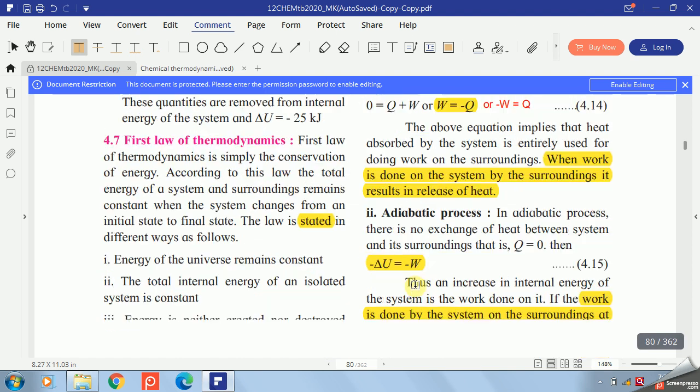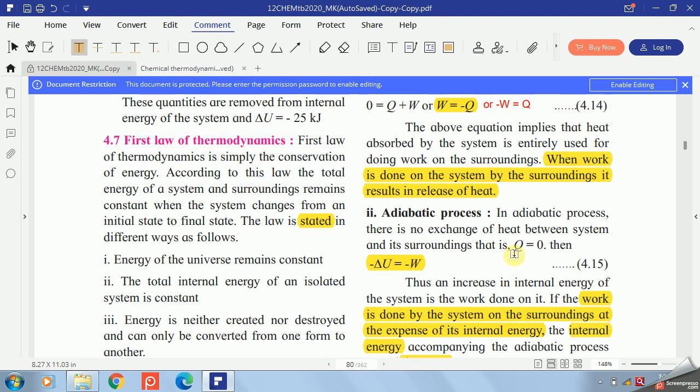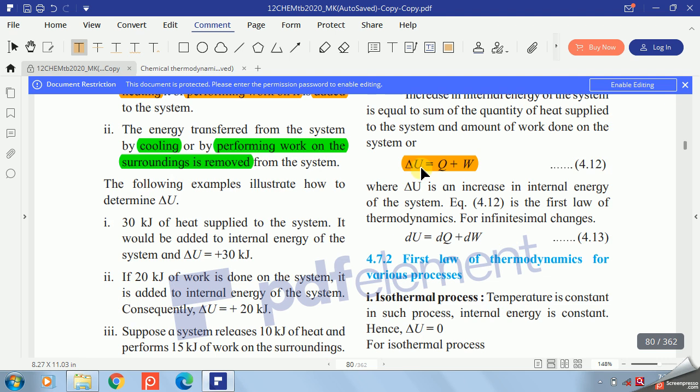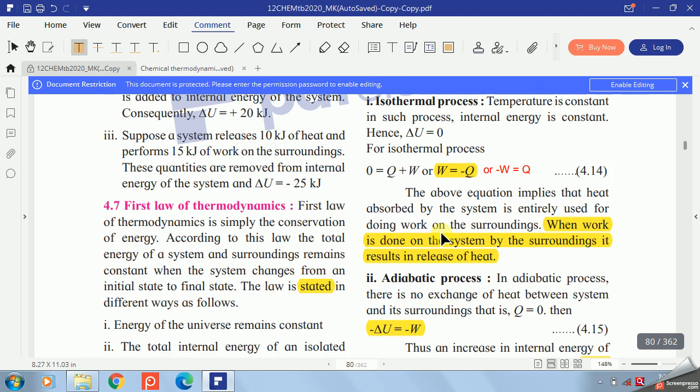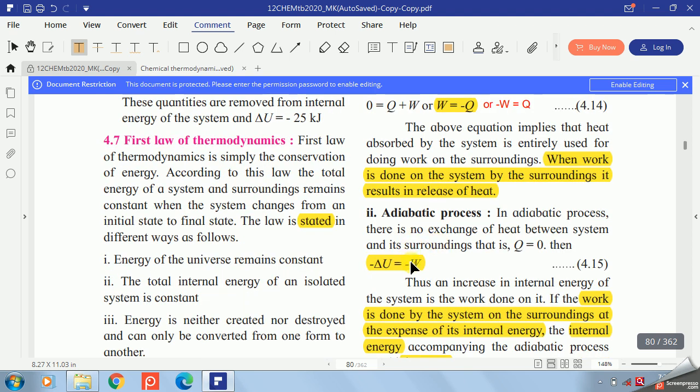Then in case of the next process, that is the adiabatic process, there is no exchange of heat between system and surrounding, so Q is equal to 0. So if you substitute Q equal to 0, then your equation becomes delta U is equal to 0 plus W. Or you can write minus delta U is equal to minus W. So an increase in internal energy of the system is the work done on it.